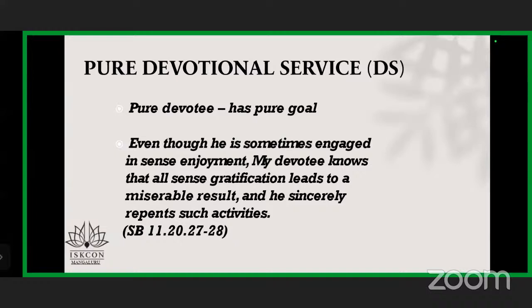Even though he is sometimes engaged in sense enjoyment, my devotee knows that all sense gratification leads to miserable results, and he sincerely repents such activities. So now Krishna, in the 11th canto of the Bhagavatam, is saying that although we are in this material world, we are sometimes in Krishna consciousness. People think I'm always in Krishna consciousness and suddenly Maya will drag me down. Not like that. We are all in Maya consciousness. Sometimes we go through Krishna consciousness.